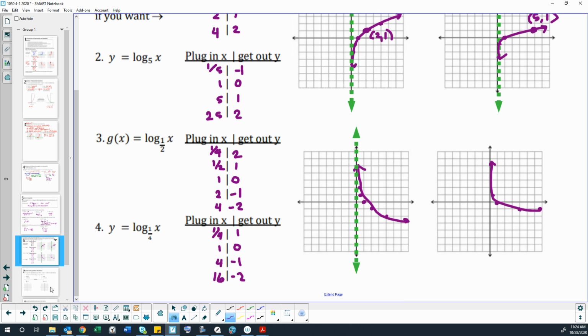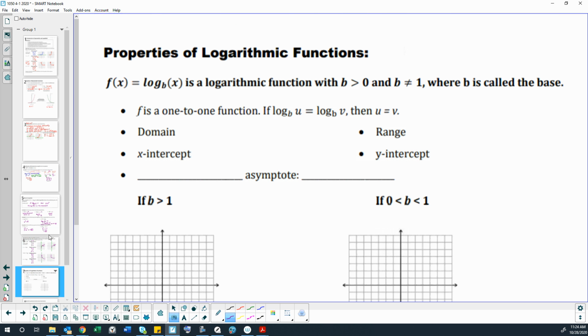Okay, let's go ahead and look at these properties then of logarithms. So y equals log base b of x is a logarithmic function with b greater than 0 and b not equal to 1, where b is called the base. f is a one-to-one function, and if the same base of a value is equal on each side, then those arguments must also be equal. So that's a one-to-one property that we're going to be able to use with logarithms when we get into solving them.